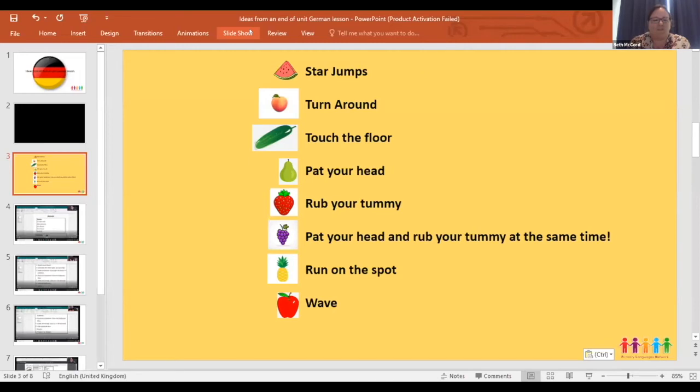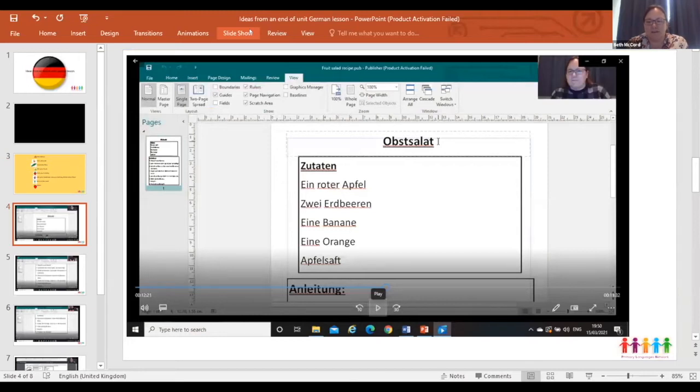Then after I'd gone over the nouns, I went through some verbs and we started to look at the idea of doing a recipe. We had a quick chat about what the subheadings could be, what the title could be, thinking about the fact that we were doing fruits and vegetables. What could Obstsalat mean? What could Zutaten mean? What could Anleitung mean? Obviously, I wasn't getting anything back from the pupils at this point because it was all pre-recorded, but you have to assume that they're engaging and taking part.